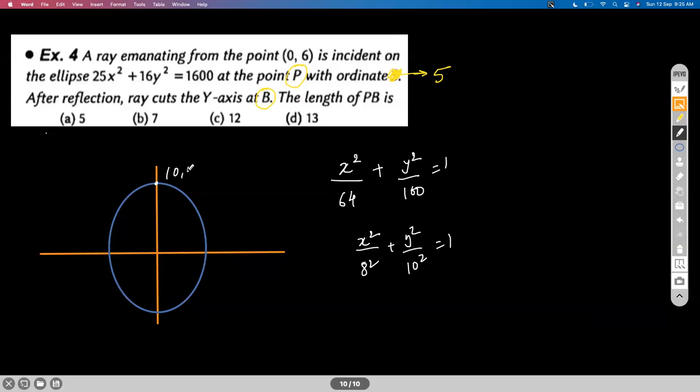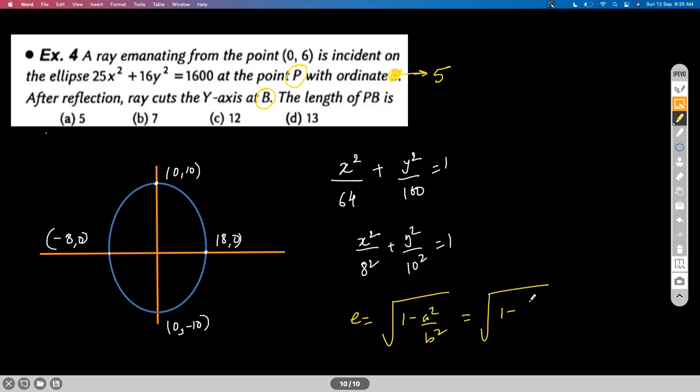This is (0, 10). This is (0, -10). And (8, 0), (-8, 0). Fine. What is the eccentricity of this ellipse? Eccentricity will be the square root of 1 - a²/b², because it's a vertical case. So a square is 64, b square is 100. So that's going to give me 0.6. So be, that is (0, 6).